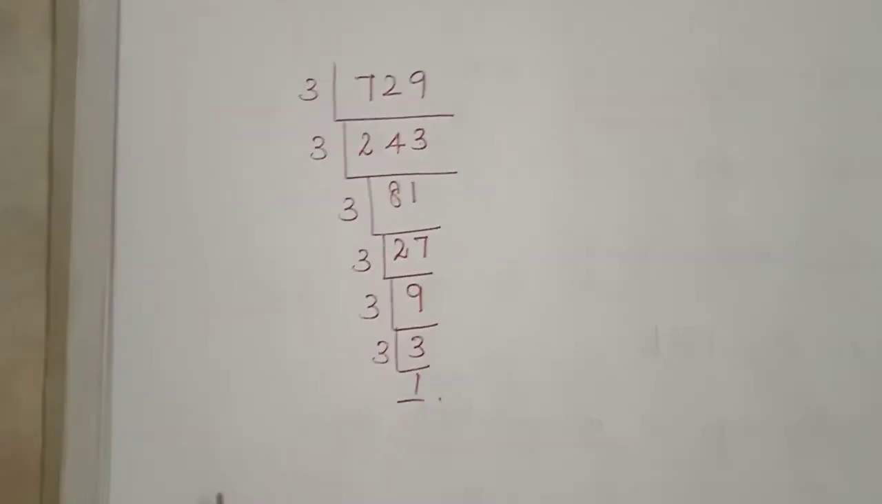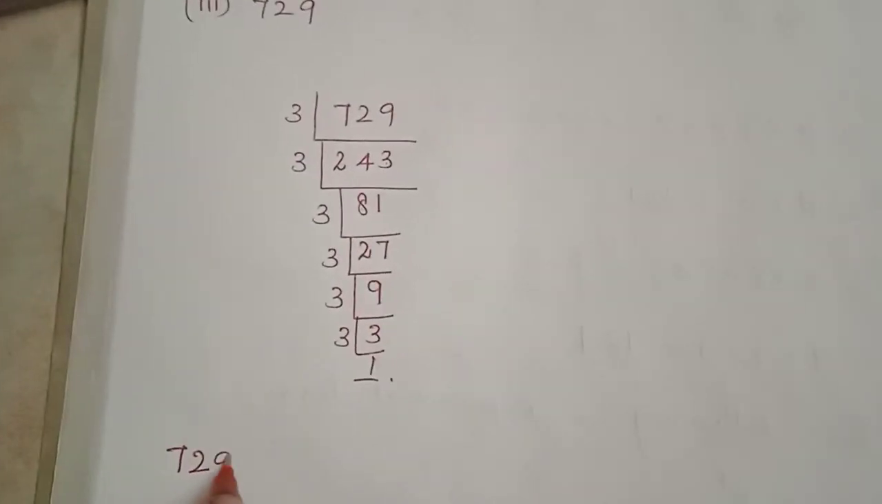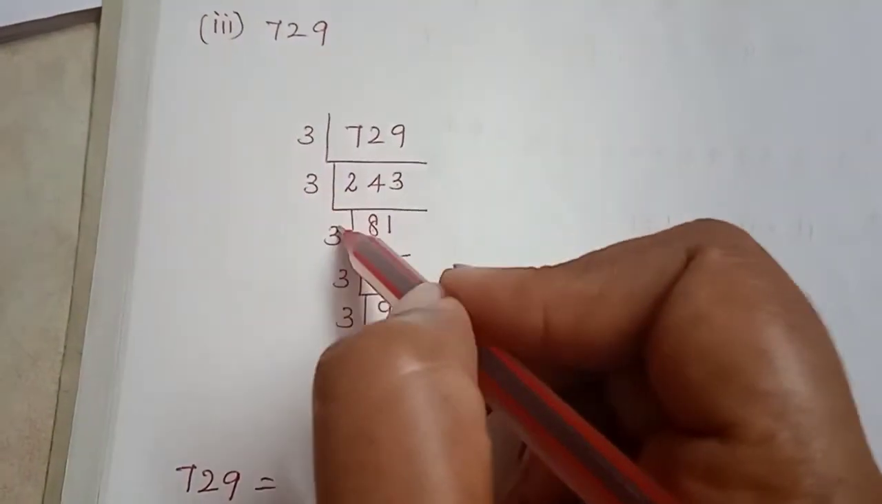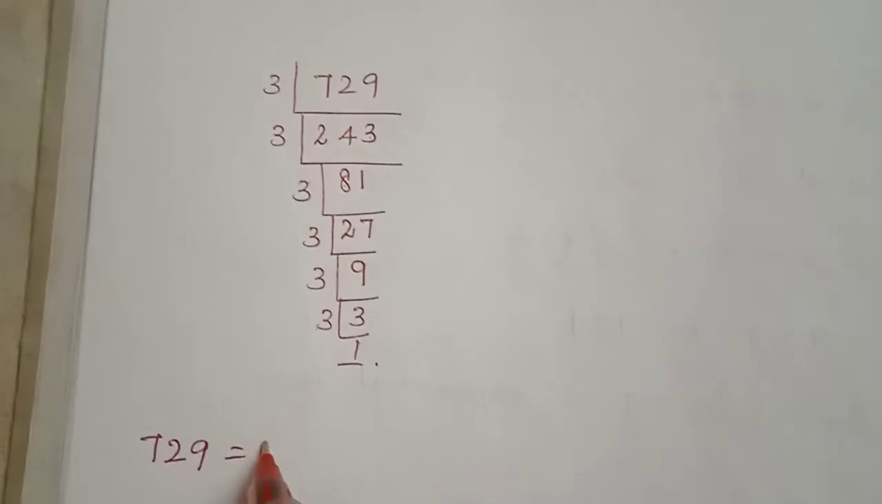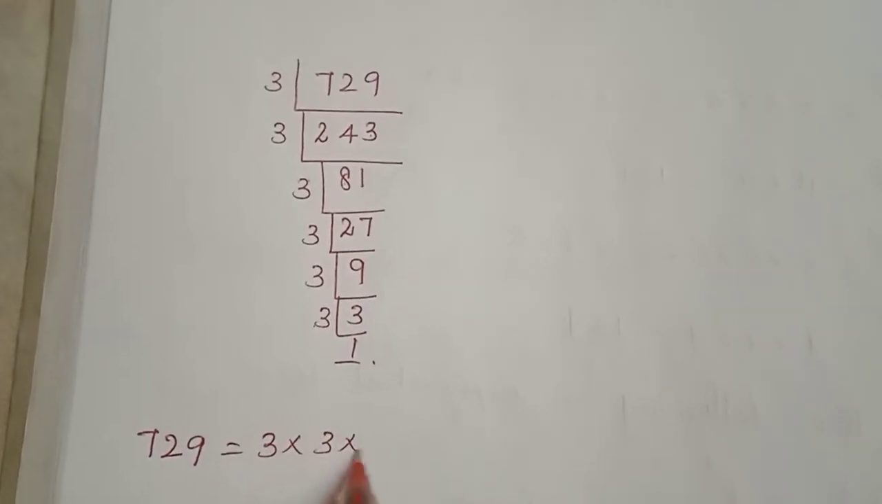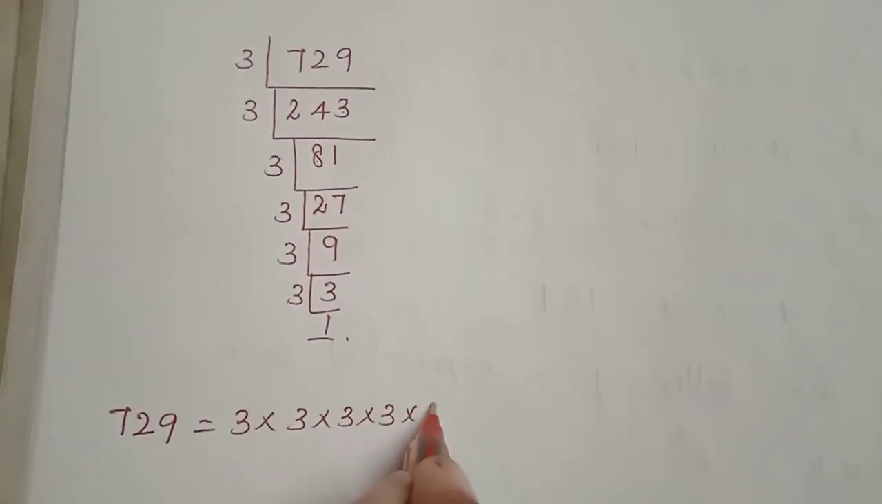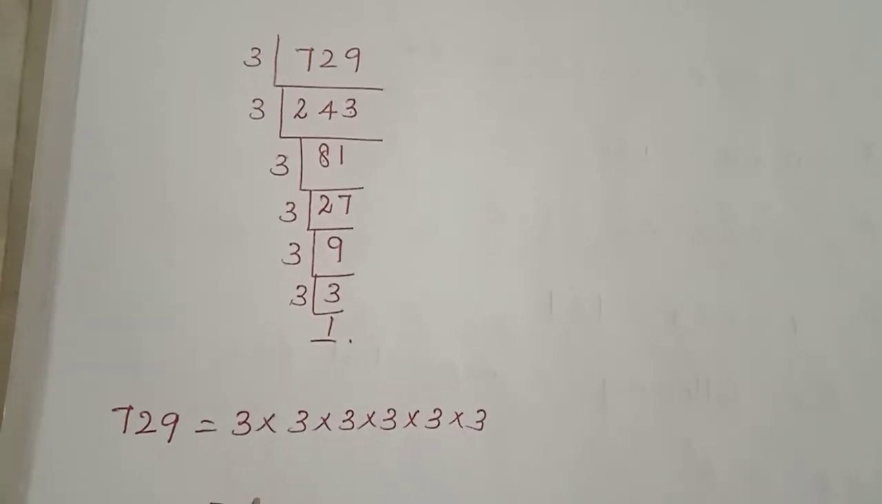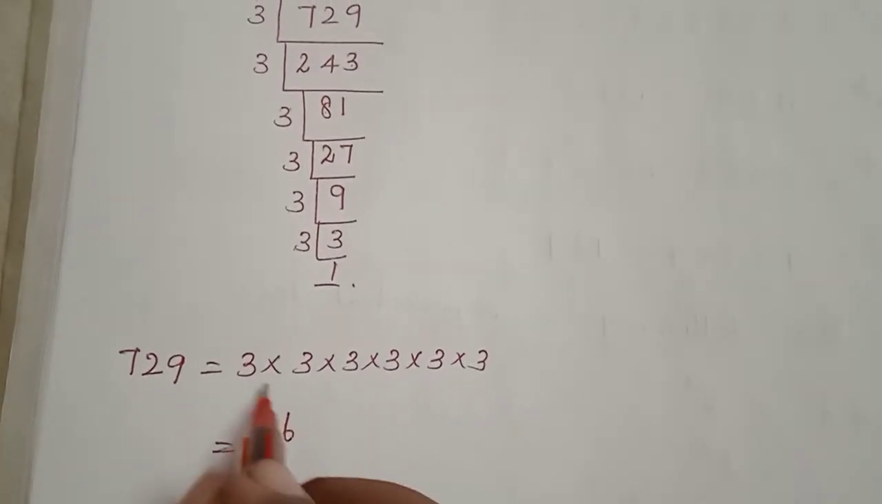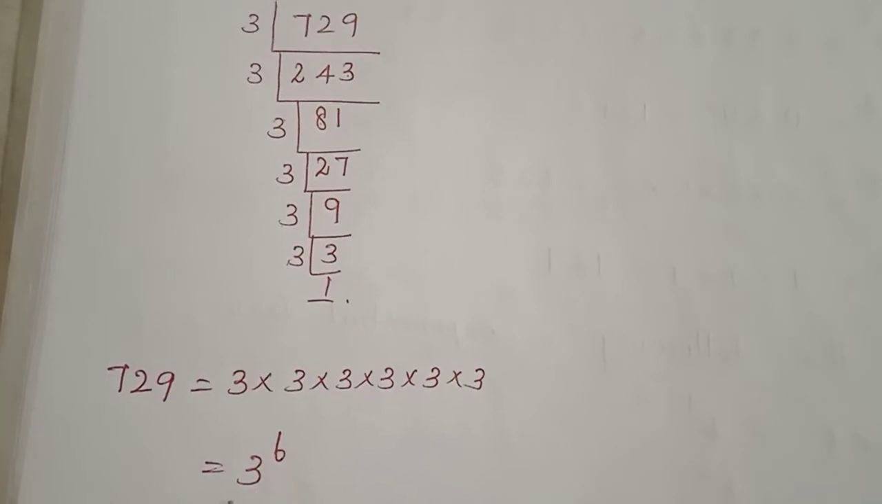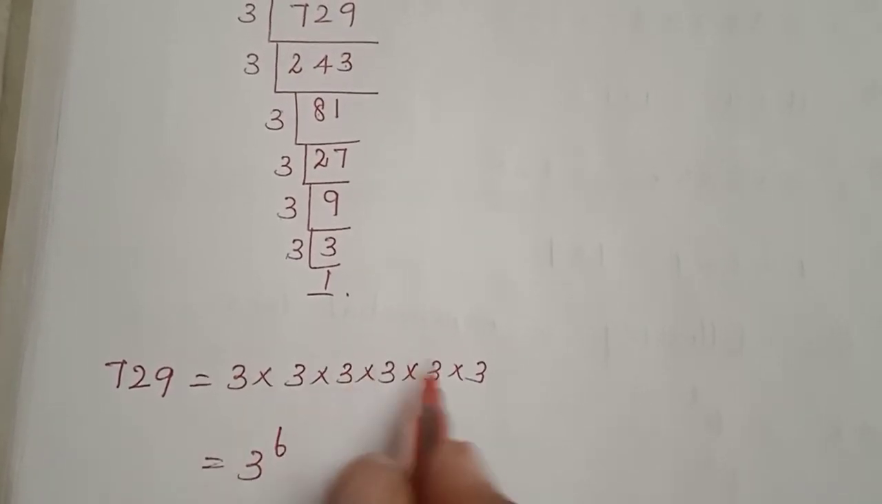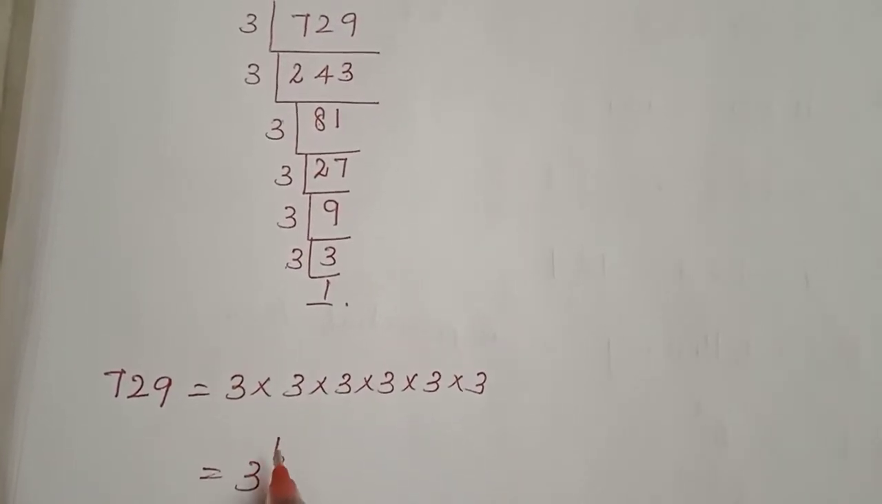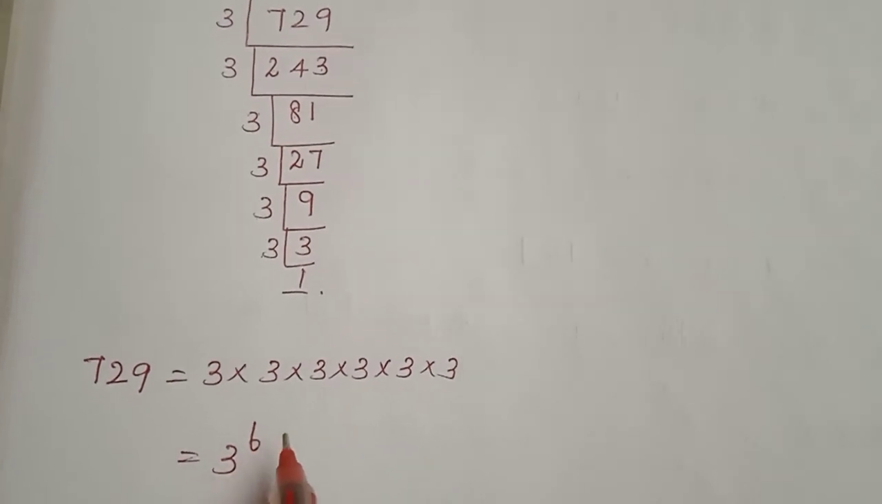So 729 we can write as 6 times of 3, 1, 2, 3, 4, 5, 6, so it can be written as 3 power 6. Whatever number we are multiplying should be written as the base, and how many times it is multiplied should be the power. Therefore it is 3 power 6.